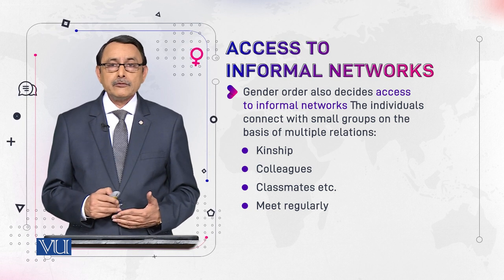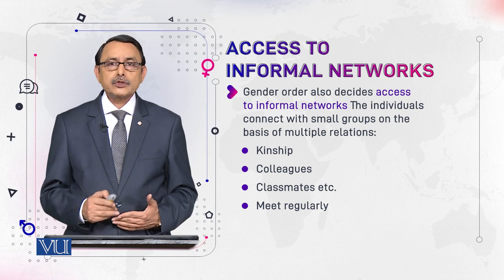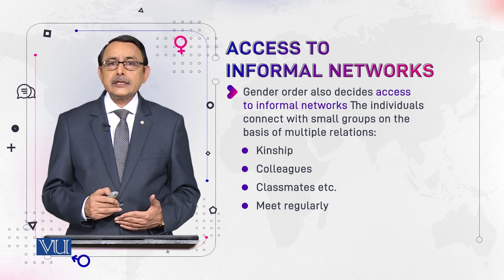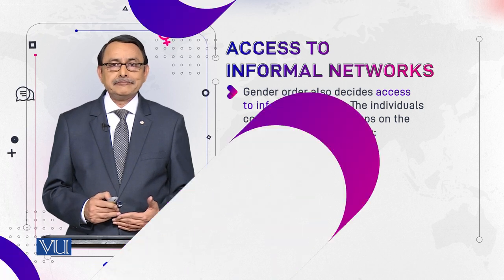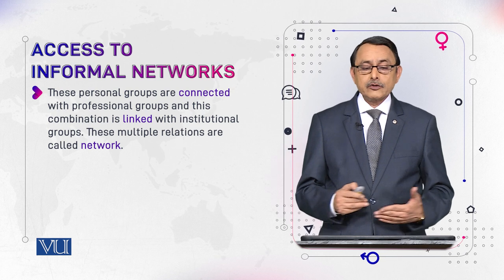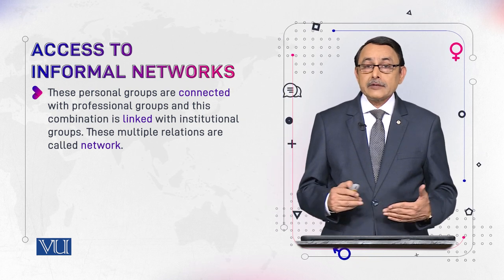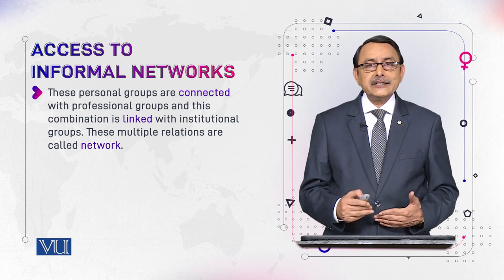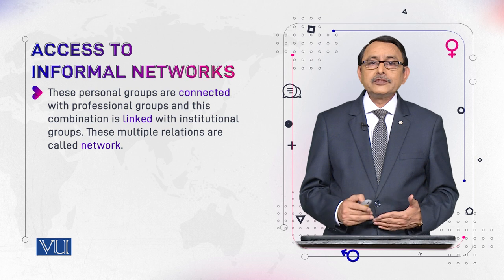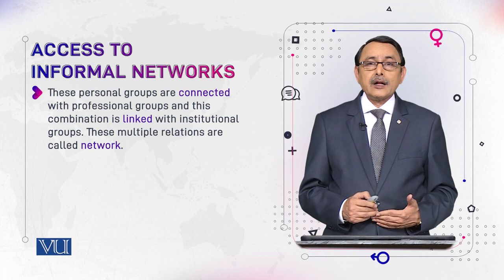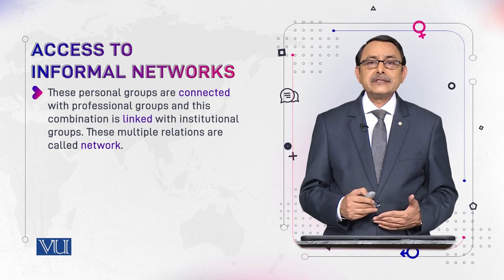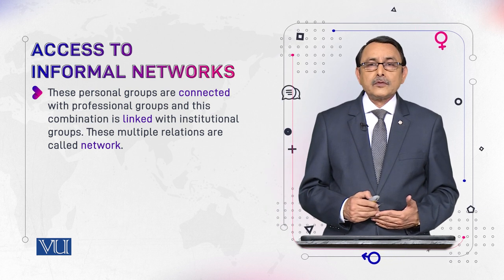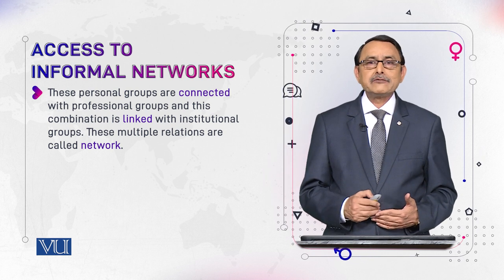So, two things. One, they are part of some social group on the basis of some relation. And number two, in that capacity, they meet the members of the group regularly. These personal groups become personal networks. They are related with professional networks because in all of these personal networks, there would be members who belong to some professional organization. They may be teachers, bankers, or engineers. So personal networks overlap with professional networks.